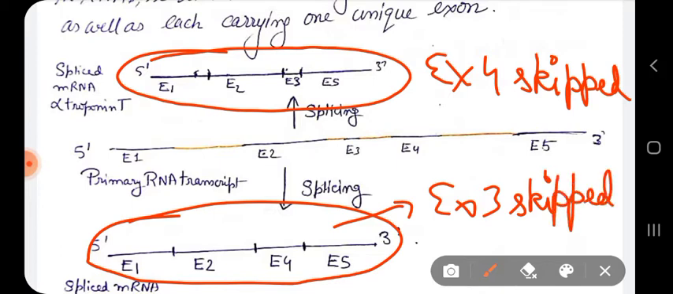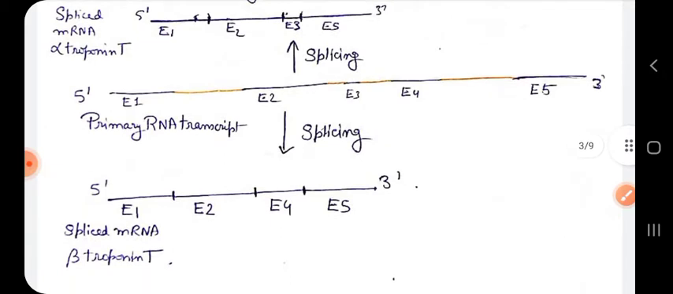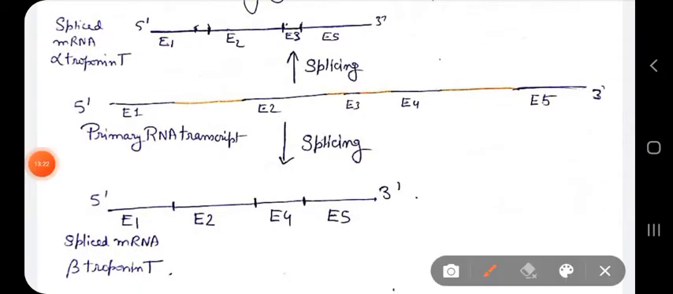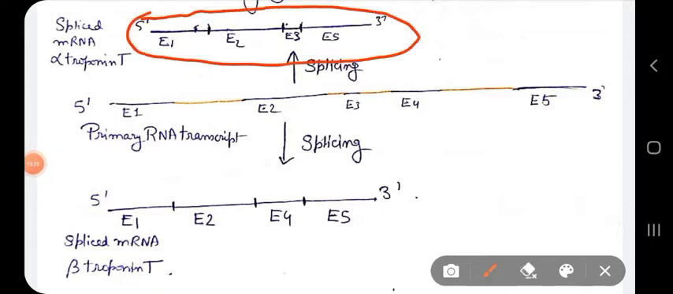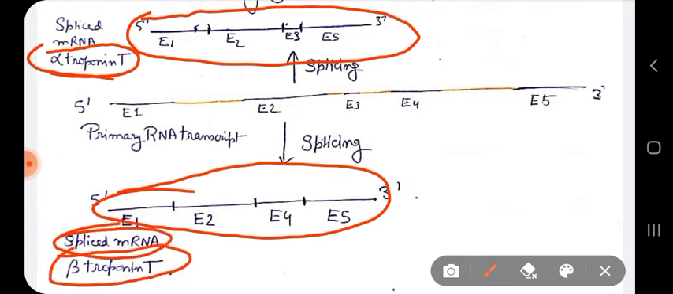Okay, so from this you can see a unique pattern of mature mRNA is being produced. As you can see here, we have named them. In the first figure, where exon 4 has been skipped, it makes a protein called alpha troponin T. That means the alpha subunit of troponin T, which is a muscle protein found in humans, in mammals. Whereas when exon 3 has been skipped, it produces the type of mRNA which will give rise to the beta form of troponin T.